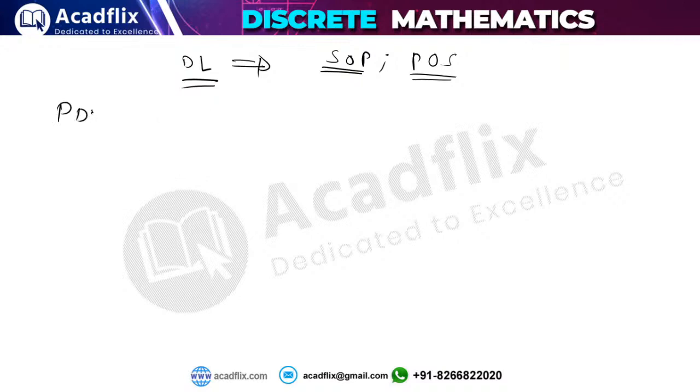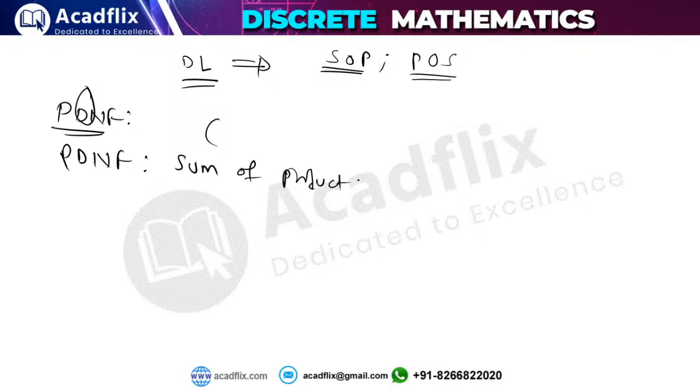First of all, what is PDNF? PDNF means disjunctive normal form. What is this disjunctive normal form? This PDNF basically means disjunction of conjunction. Or I can say like this: sum of product. Means first you do the product, then you do the summation. First you do the product, then you do the summation. This kind of form is called PDNF.